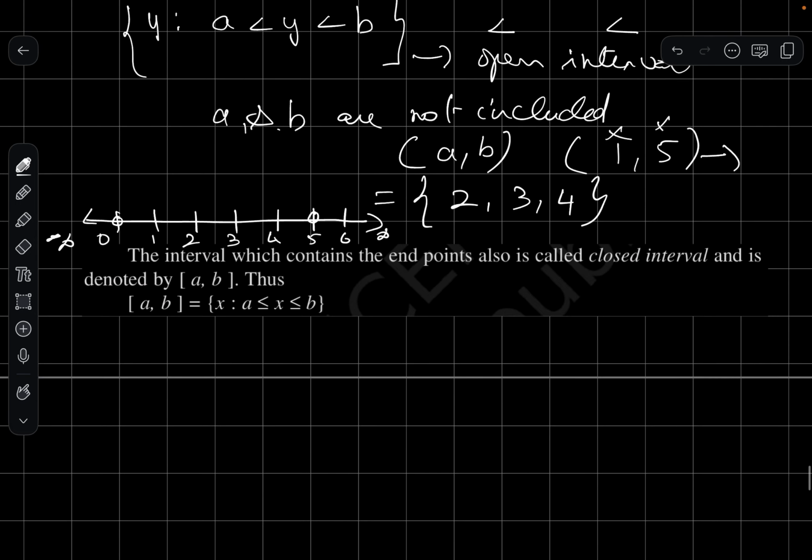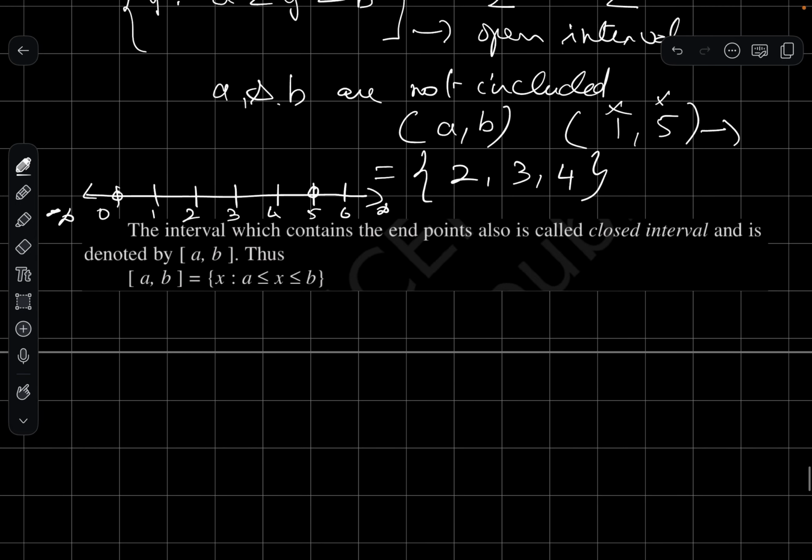Now what is the next one? The interval where the end points are not included is the open interval. The interval which contains the end points, where the end points are included, is called the closed interval, and the description in set builder form is given as A less than or equal to x less than or equal to B.